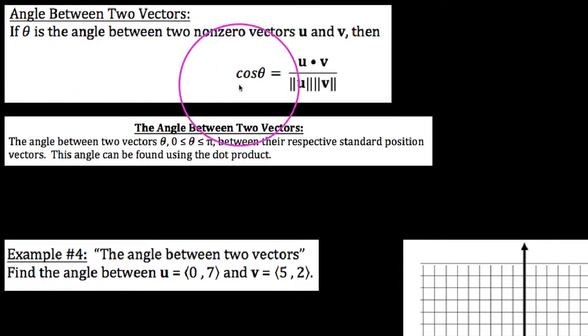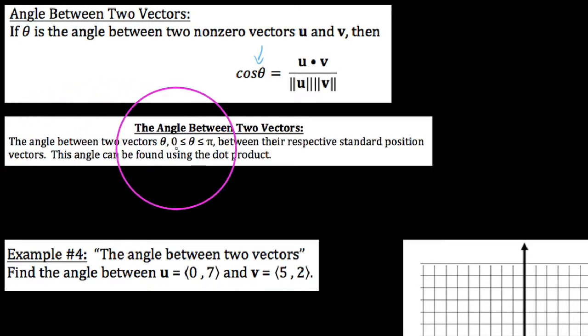We say if theta is our angle, that is, if we were to have two vectors and sketch them in standard position, then the angle that's formed between these two vectors, theta, is given by this equation here. So we say the cosine of that angle would be equal to the dot product of the two vectors over the product of the magnitudes of the two vectors. Essentially, we could use this to solve for theta if we need to, and we will.